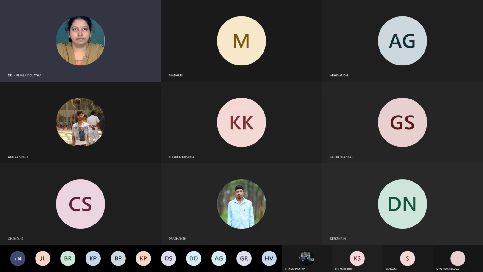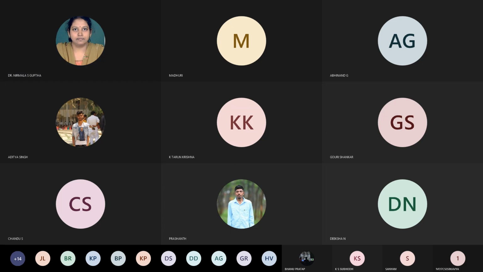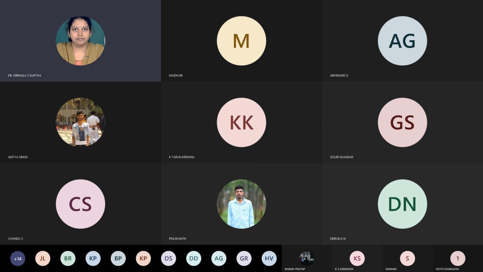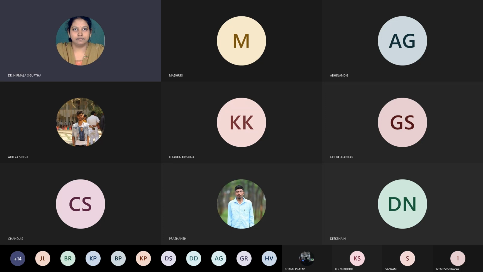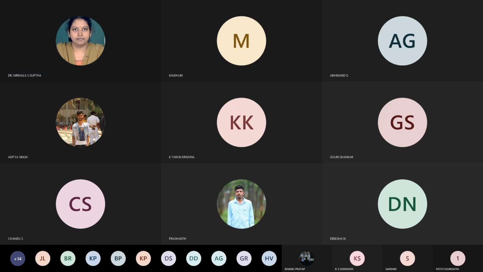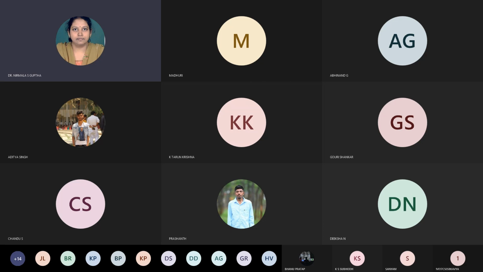Correct? Again, 2, 6. So similarly, we need to plot all the points of all the 10 rows. Next, the value is 4, 4. This is the one. 4, 4.